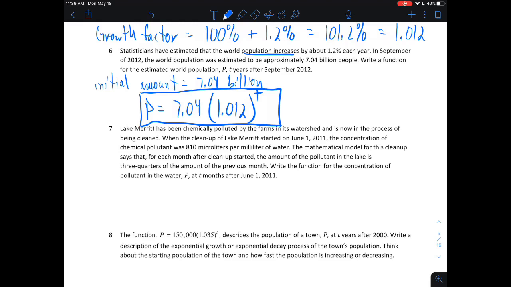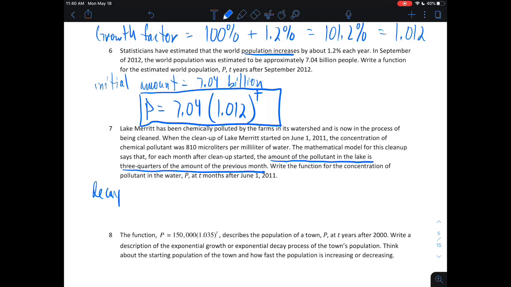Here, if we want to find whether we have growth or decay, we need to think intuitively. Are they cleaning this up? Yes. Do they expect that the pollutant should go away? Yes. So we probably have decay here. We wouldn't want the pollutants to be growing. So it's pretty clear that we have decay. Okay, so now, are we given an amount that the pollutant goes down as a percent? No. We are told that the amount of the pollutant in the lake is 3/4 of the amount of the previous month.